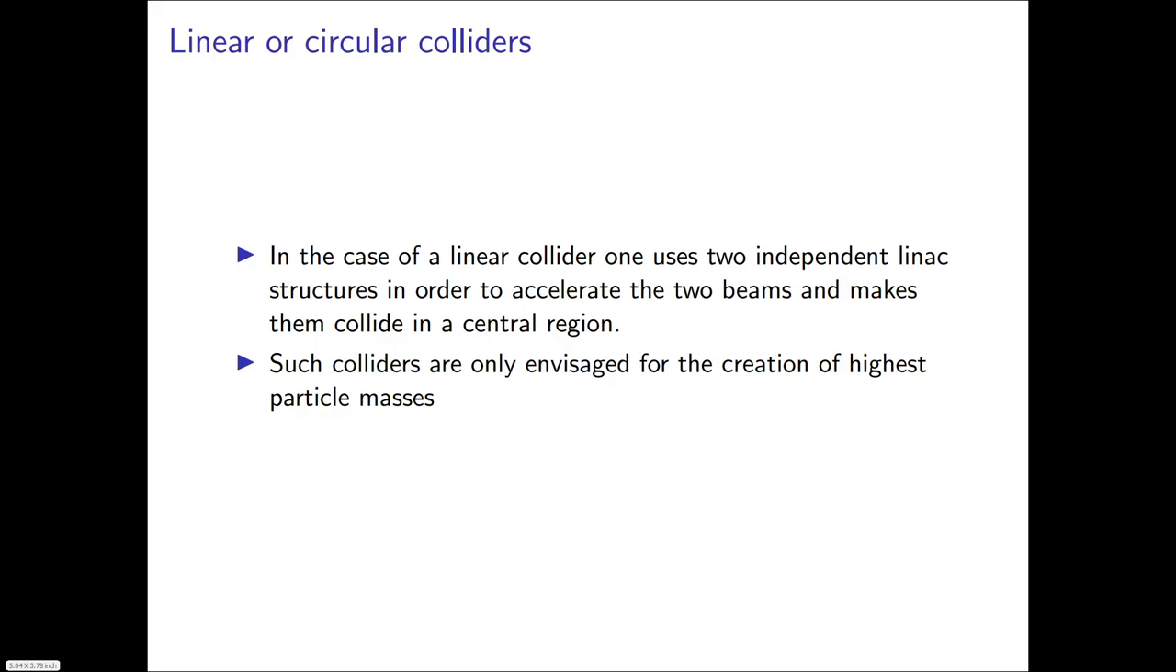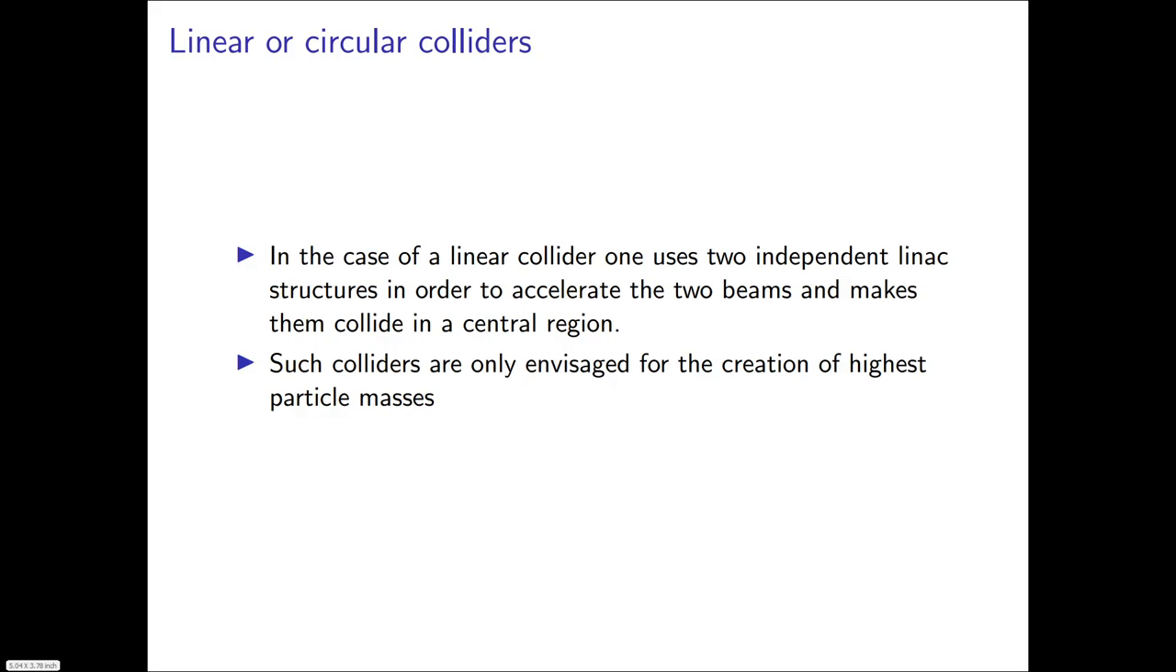Linear or circular colliders. In the case of a linear collider, one uses two independent linear accelerator structures to accelerate the two beams and makes them collide in the central region. Let's take electron and positron. Let's take electron on the left-hand side and positron on the right-hand side. We make them accelerate to around the speed of light, then make them intersect at the center point, and collide them there.